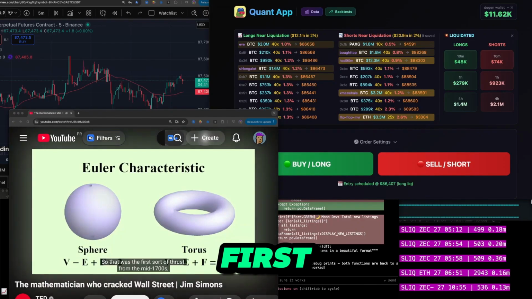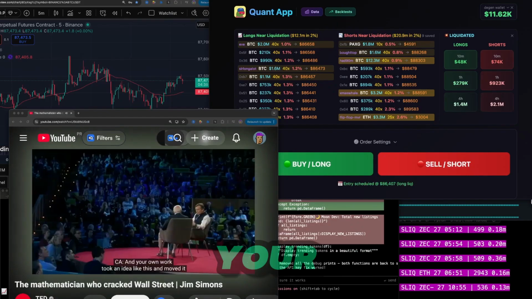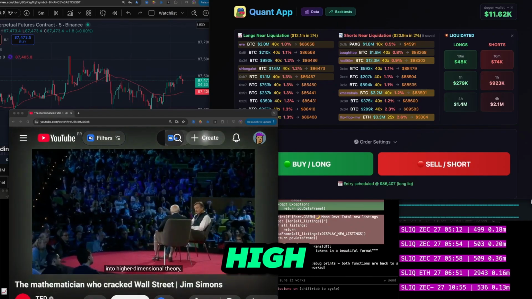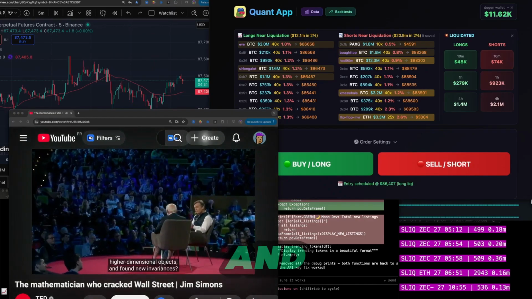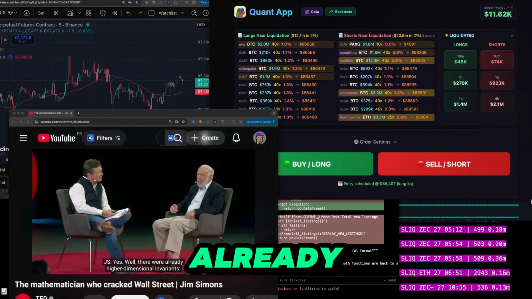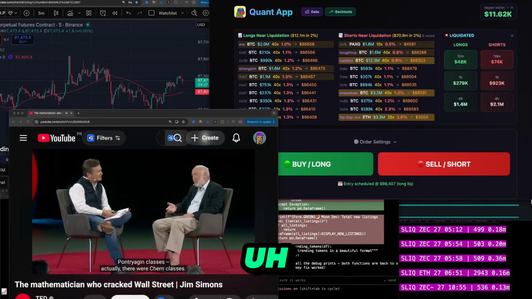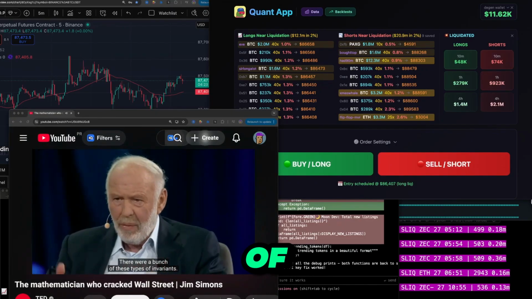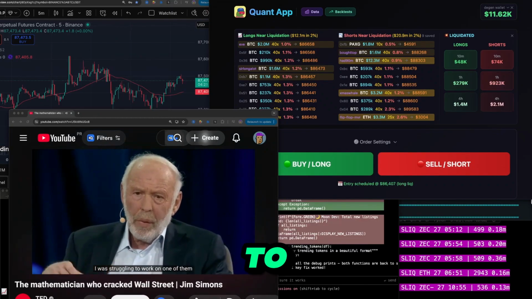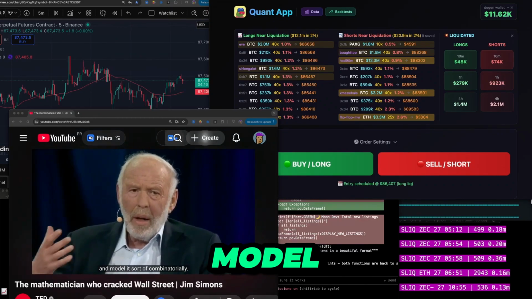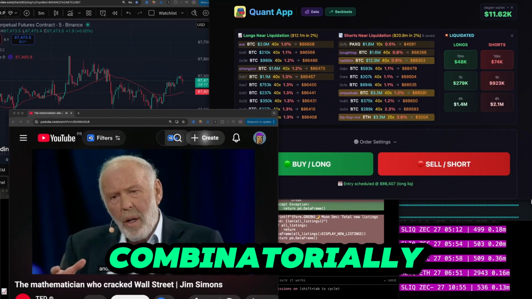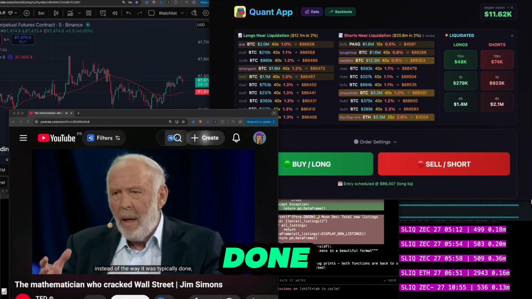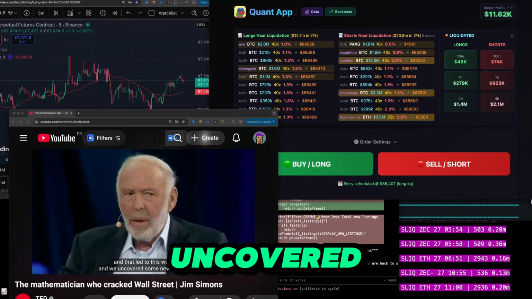So that was the first sort of thrust from the mid-1700s into a subject which is now called algebraic topology. And your own work took an idea like this and moved it into higher dimensional theory. You looked at higher dimensional objects and found new invariances? Yes. Well, there were already higher dimensional invariants, Pontryagin classes. Actually, there were Chern classes. There were a bunch of these types of invariants. But I was struggling to work on one of them and model it sort of combinatorially instead of the way it was typically done, and that led to this work, and we uncovered some new things.